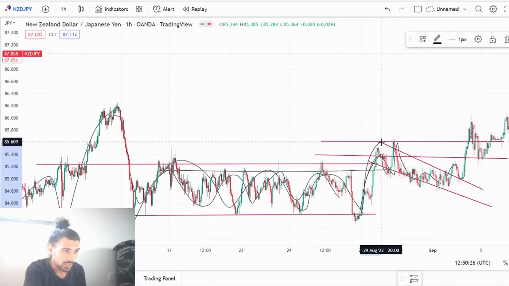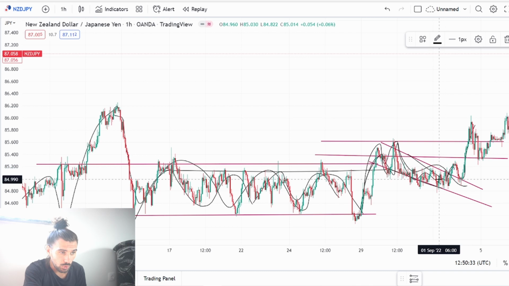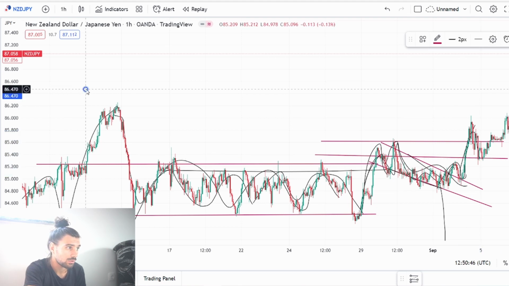Basically here we saw the break above the resistance area, came for the retest. So from here on we can expect the market to move higher. Of course it can always continue and suddenly break to the downside, but here we had the break above the bullish line of this bullish flag and then the market continued. So from here on we can expect the market to go to the upside.